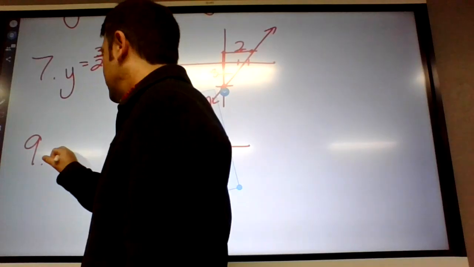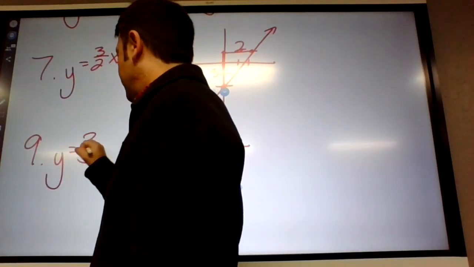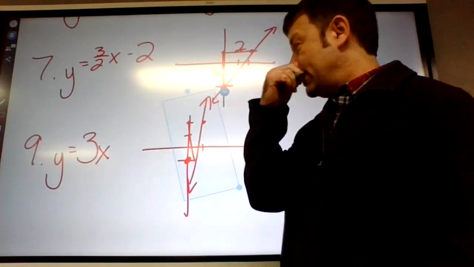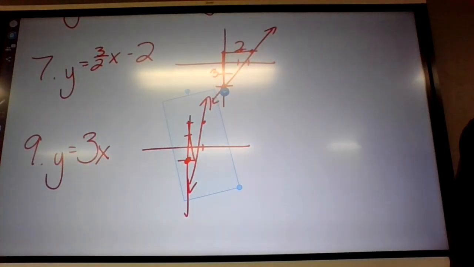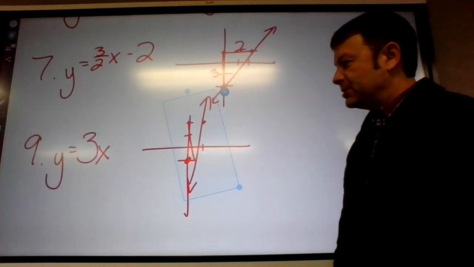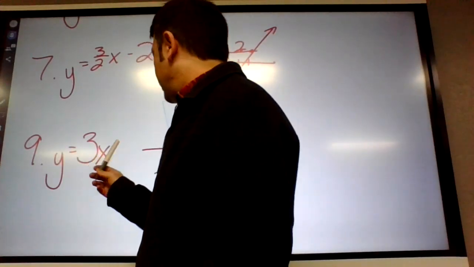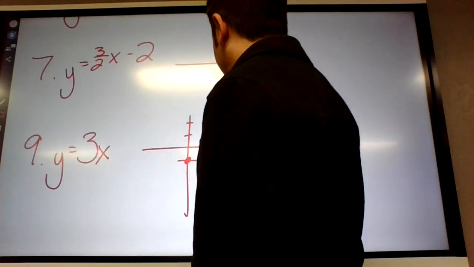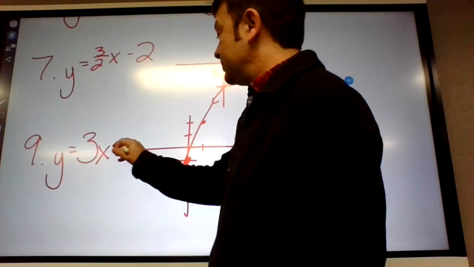So it's 3 over 1. So it's just 3x. 3 over 1 is the same thing as 3. If you put 3 over 1, I wouldn't count it wrong, but simpler: 3x. Okay, where is it hitting the y-intercept? Negative 1. -1.